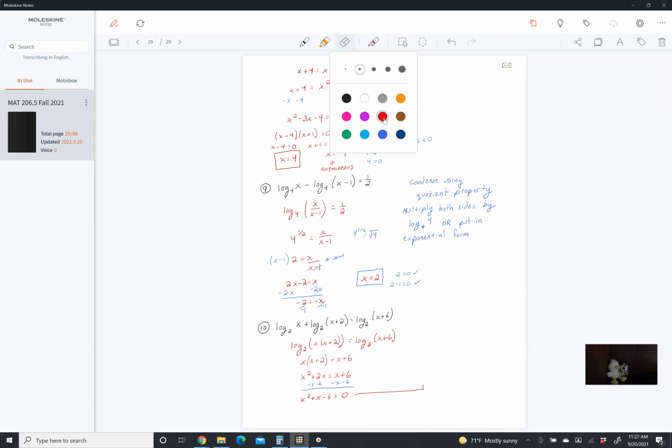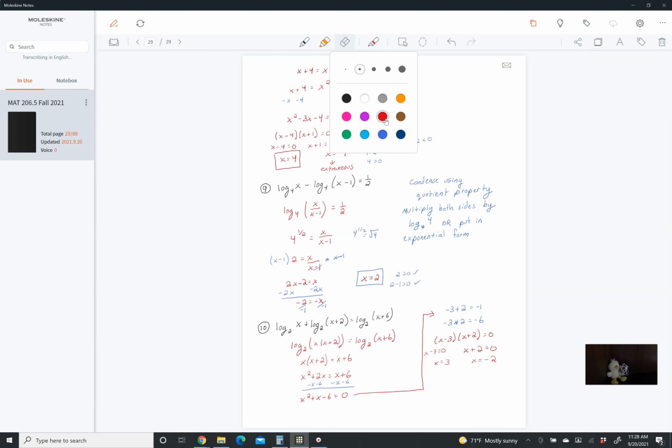And I'm going to move this up here. We know negative 3 plus 2 equals negative 1, and negative 3 times 2 is equal to negative 6. So x minus 3 times x plus 2 is equal to 0. x minus 3 equals 0. This is the zero property. x plus 2 equals 0. So x equals 3 or x equals negative 2.